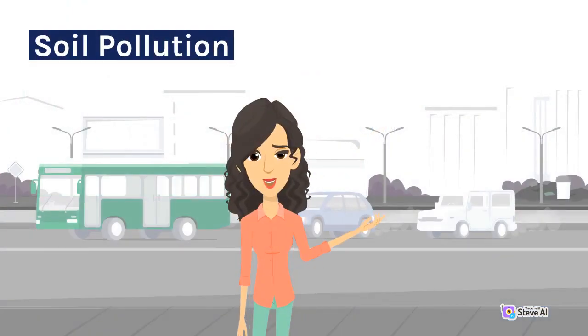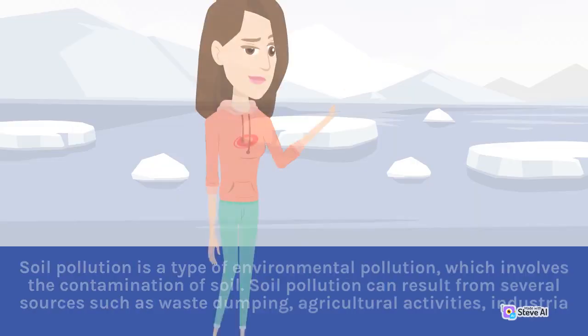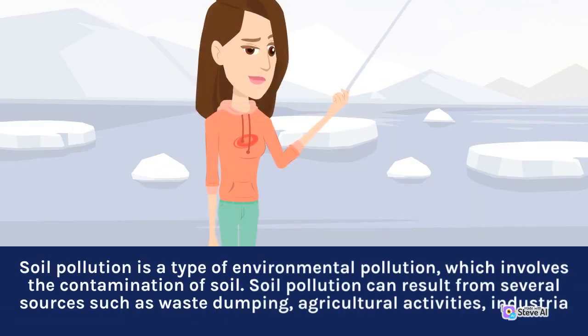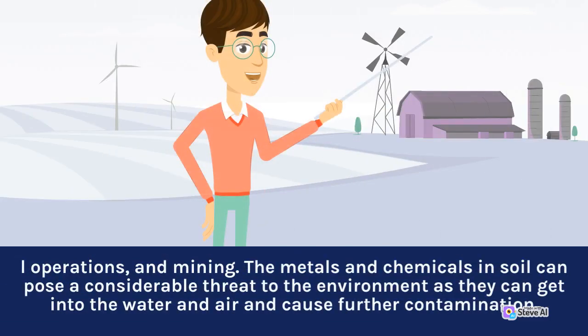Soil pollution. Soil pollution is a type of environmental pollution, which involves the contamination of soil. Soil pollution can result from several sources such as waste dumping, agricultural activities, industrial operations, and mining. The metals and chemicals in soil can pose a considerable threat to the environment as they can get into the water and air and cause further contamination.